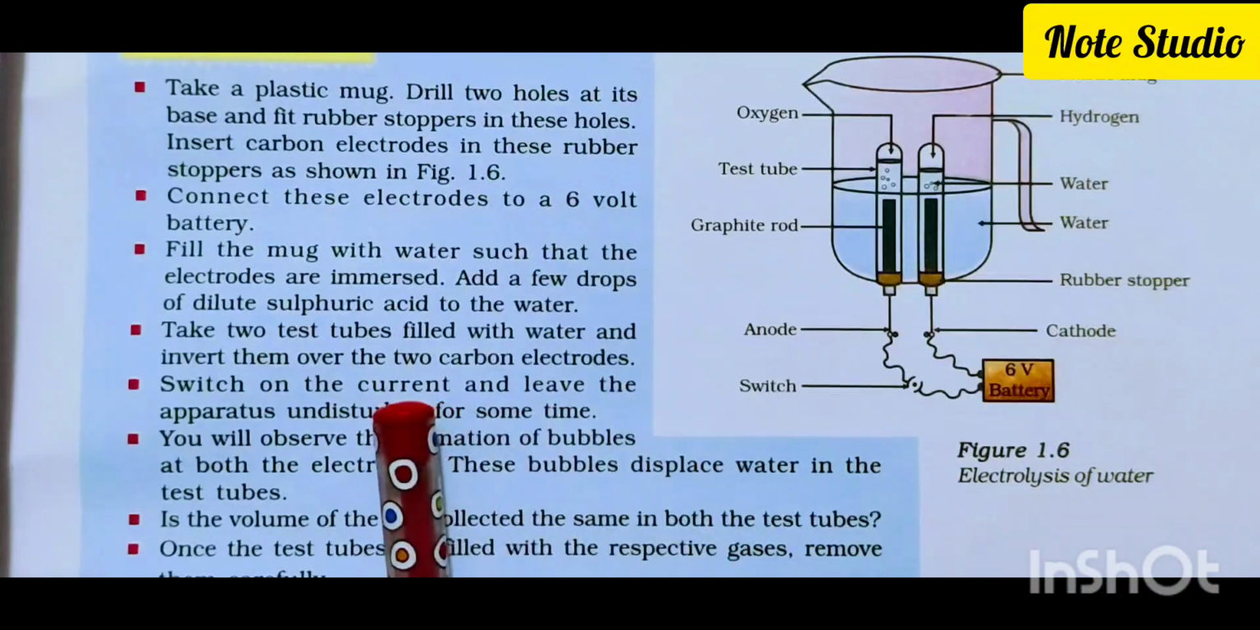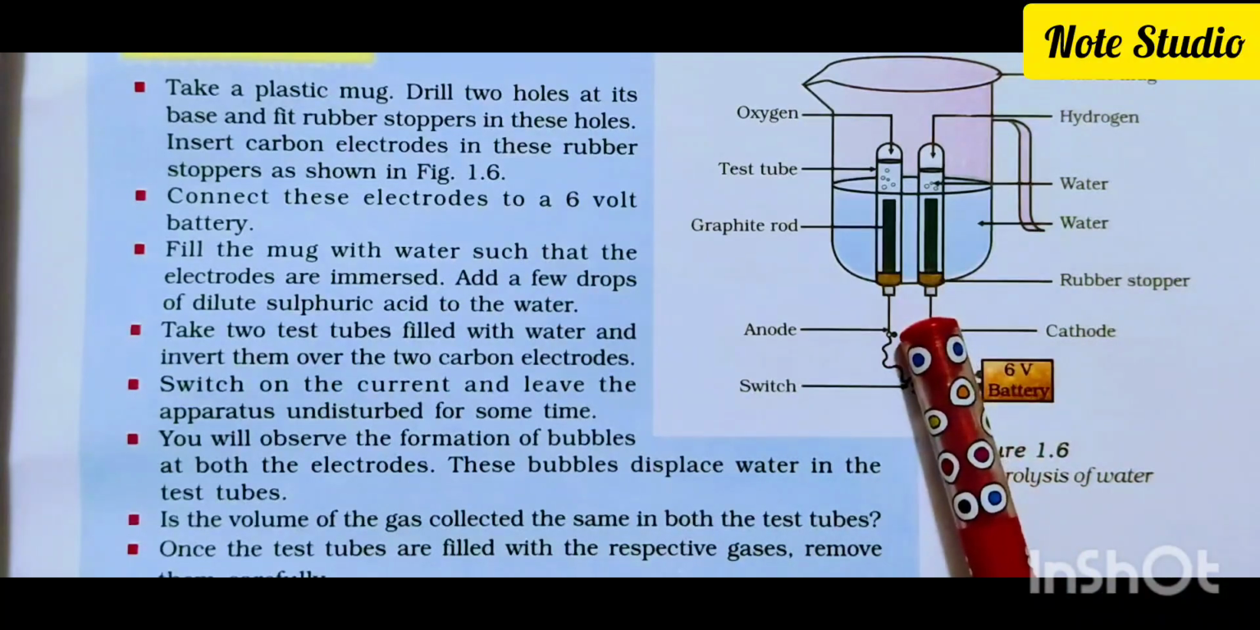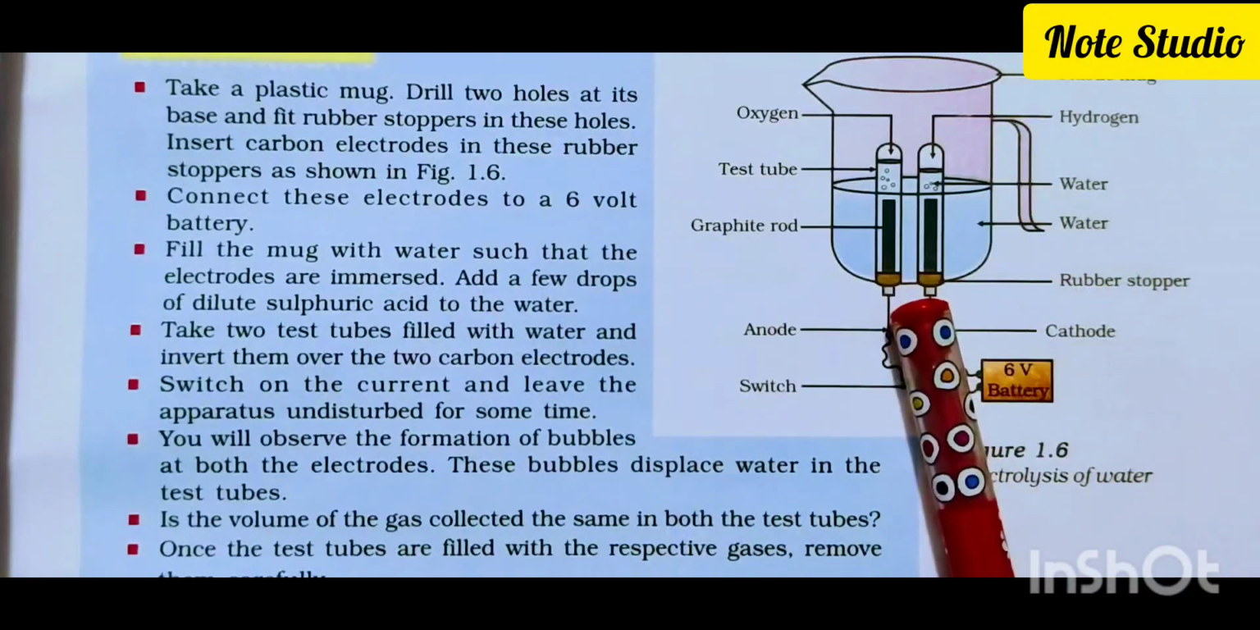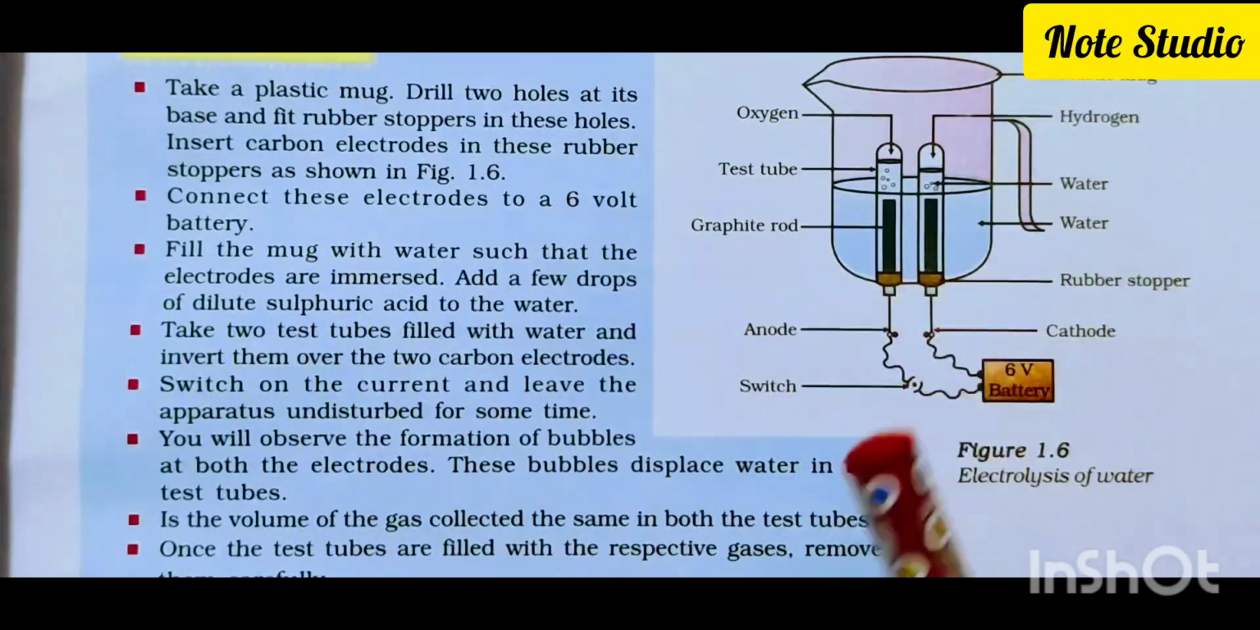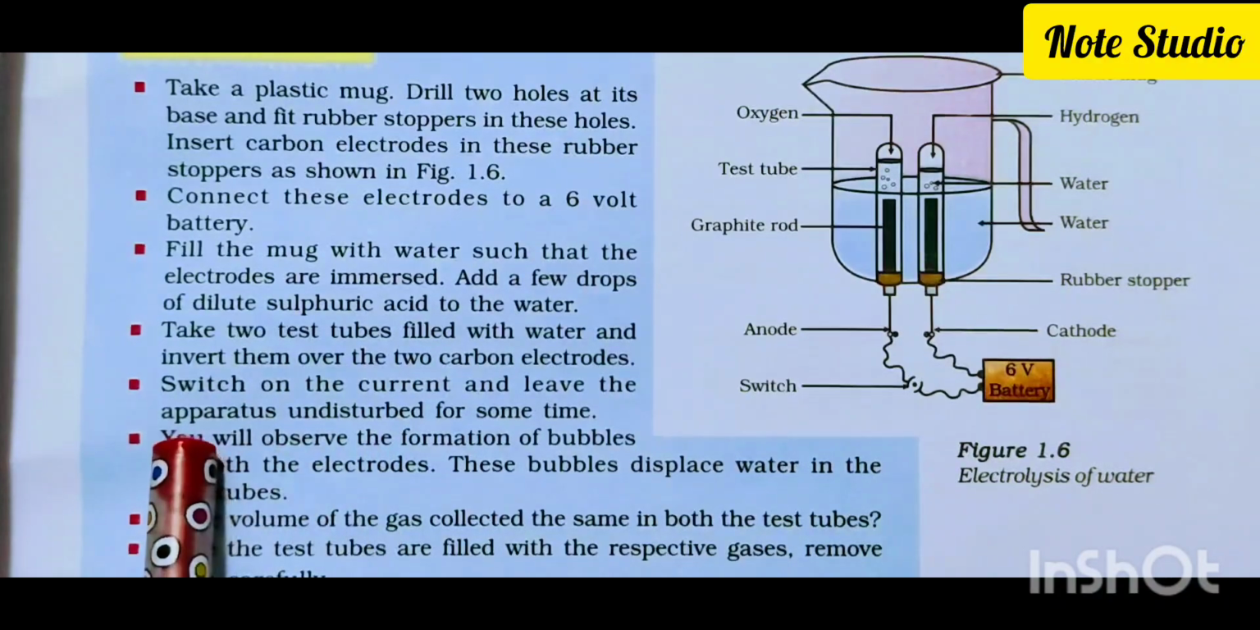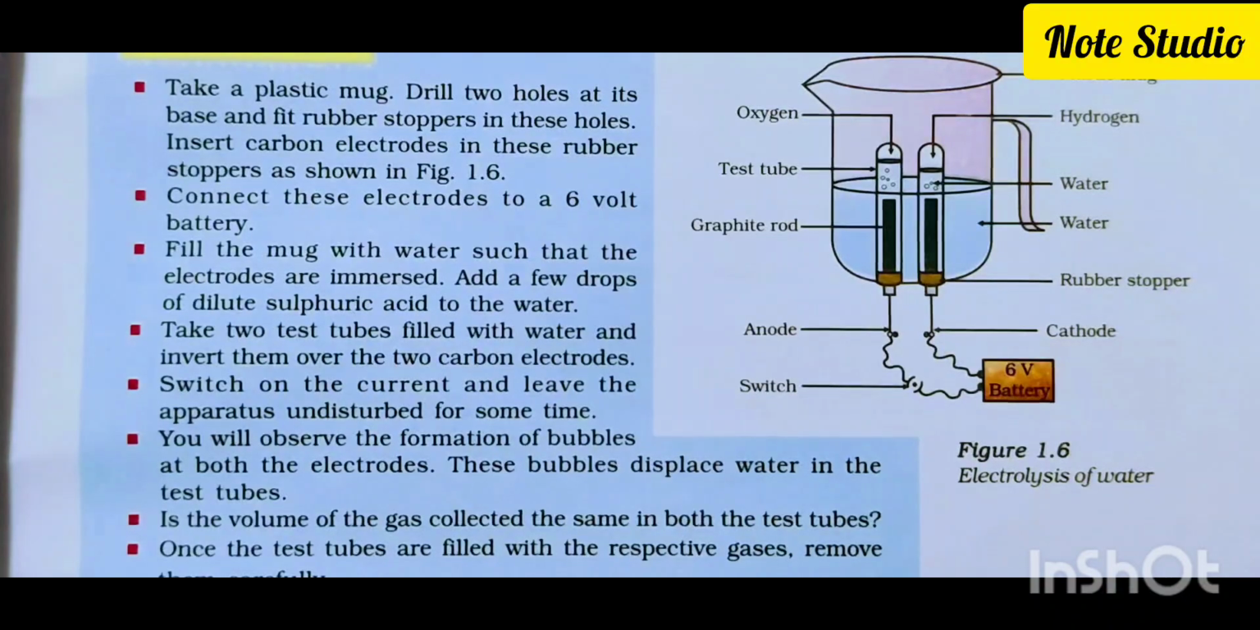We have to keep the test tubes reversed, inverted upon the carbon electrode. Now the carbon rod or graphite rod will be inside the test tube. In that way we have to keep it. Next step, switch on the current and leave the apparatus undisturbed for some time.